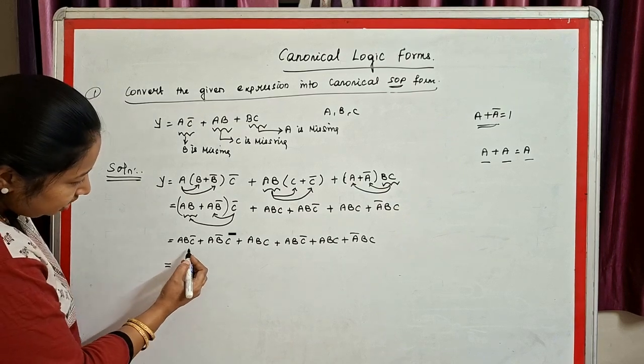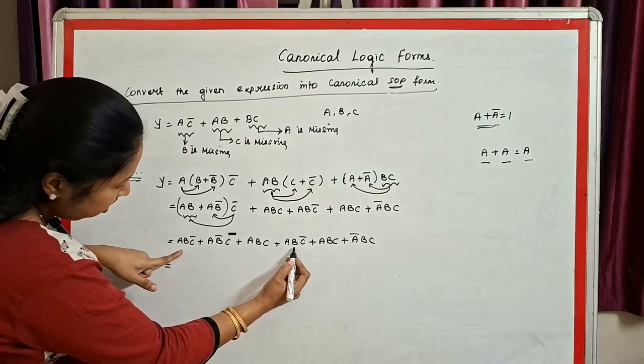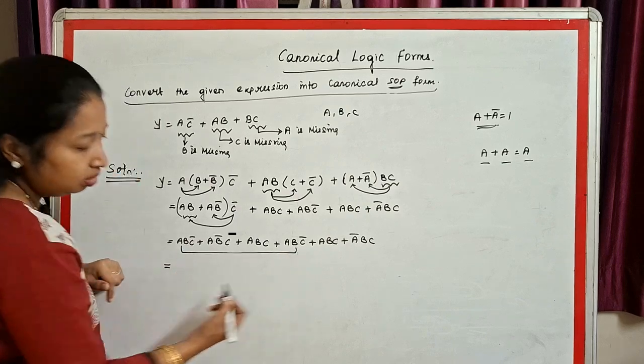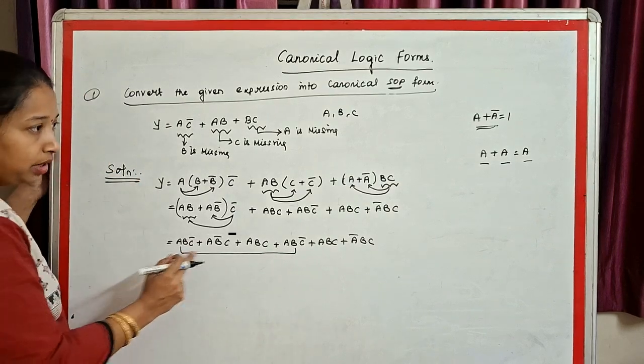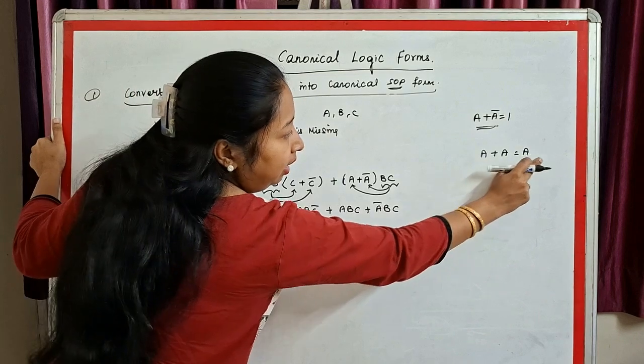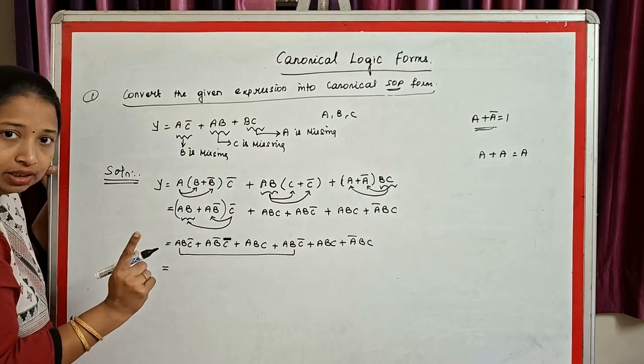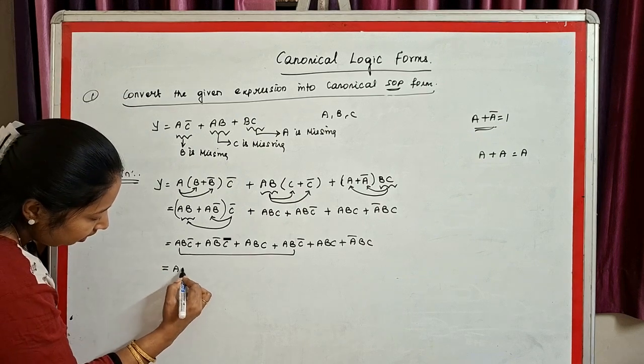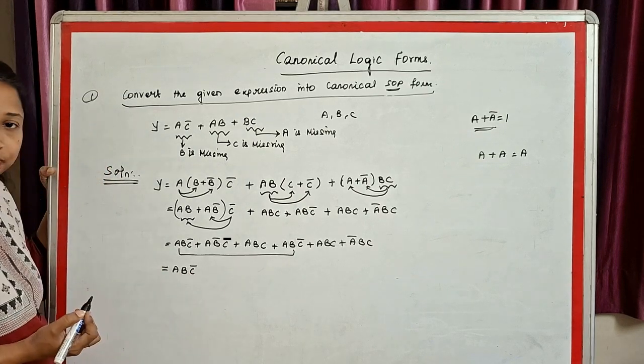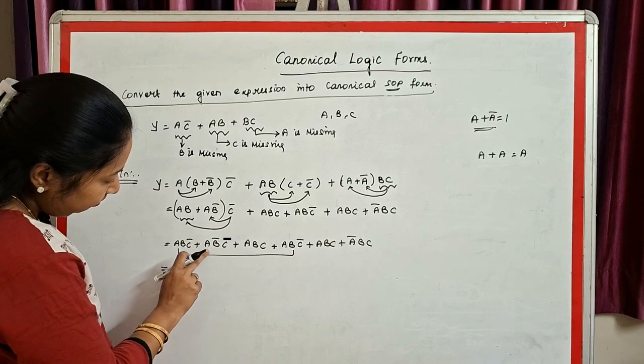Now ABC bar. Are we having ABC bar? Yes. We have ABC bar here. We have two times here. So as per this rule, A plus A equal to A. Rather than having two occurrences of this minterm, can I have it as a single occurrence? So I will be writing it as A, B, C bar. Clear? Now check for the second minterm.